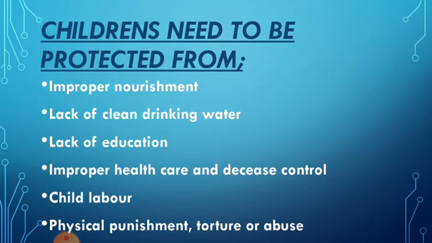Now we are going to study the problems which children are facing. Improper nourishment. Many children of Asia and Africa have an improper diet. Many children have no clean drinking water and food, and no proper, secure and clean healthy environment. The government should make a setup for proper nourishment of their people, especially children.